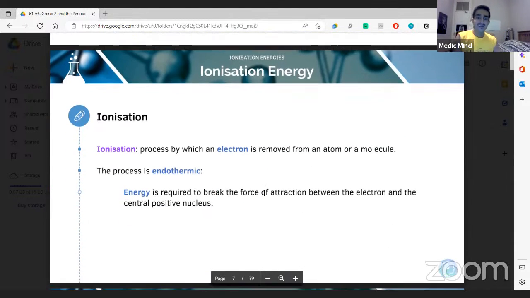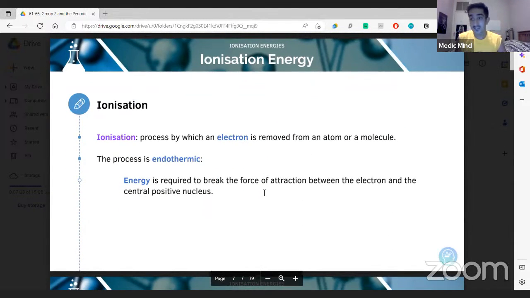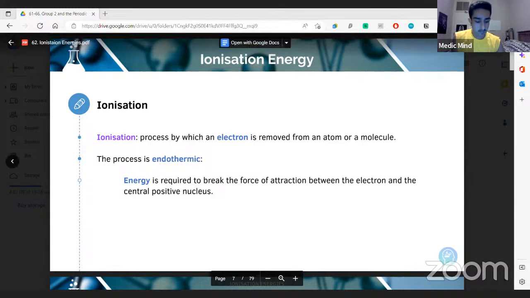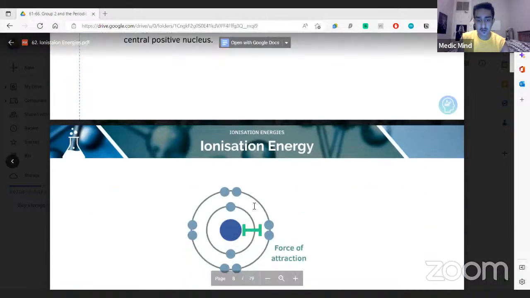Okay, so ionization. Ionization is in the name. Ionization is the process by which an electron is removed from an atom or a molecule. Basically, it is the process by which an atom becomes a plus ion, a positive ion. This is an endothermic reaction because energy is required. You need to add energy to break the force of attraction between the electron and the central positive nucleus.